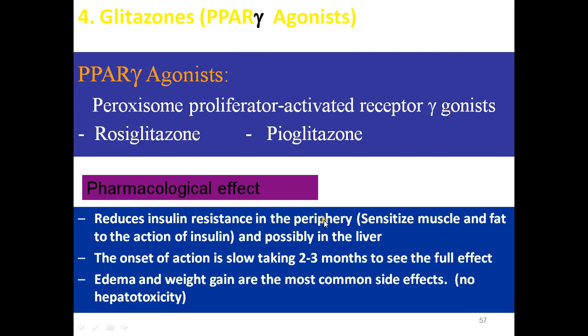They reduce insulin resistance in the periphery by sensitizing the muscles and fats to the action of insulin and possibly in the liver. Onset of action is slow, 2 to 3 months, causes edema and weight gain, and that is the reason that it is not prescribed in patients with congestive heart failure. They had a very good effect and were frequently prescribed. Their use has gone down because of the high reported increase in incidence of the bladder cancers with it, and it also causes osteoporotic fractures.